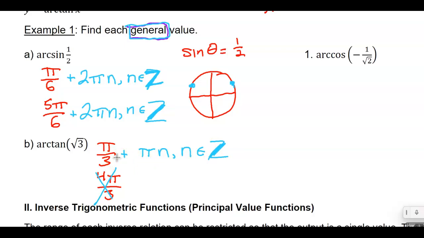Yeah, question? It doesn't matter which one you actually put, the pi over 3 or 4 pi over 3? Technically, we should probably put the first quadrant one. That's the first one that shows up starting at 0. Good question. All right, try number 1. See how that goes.